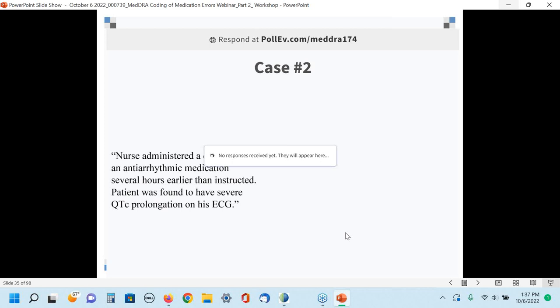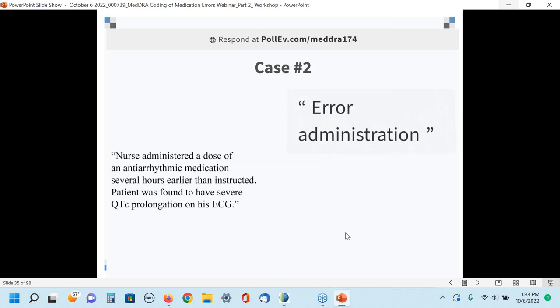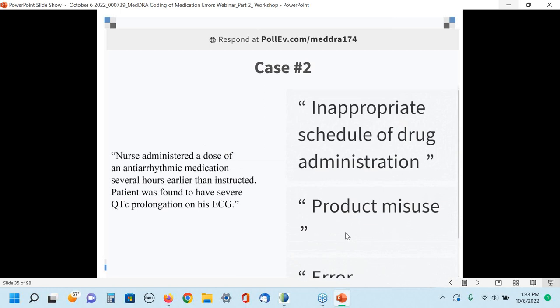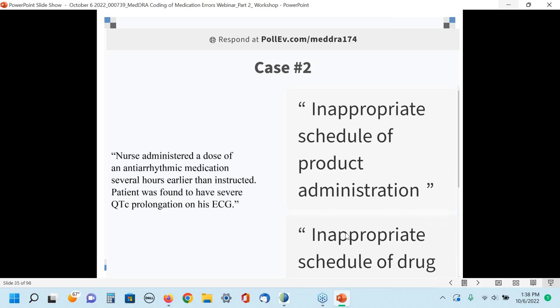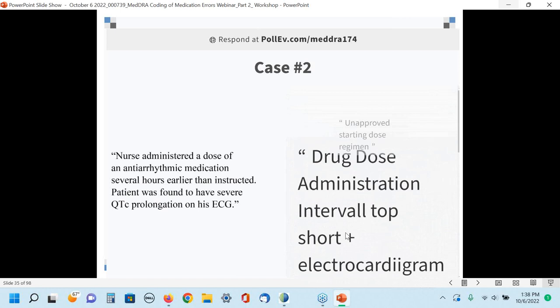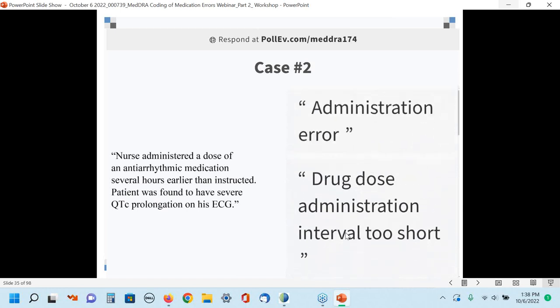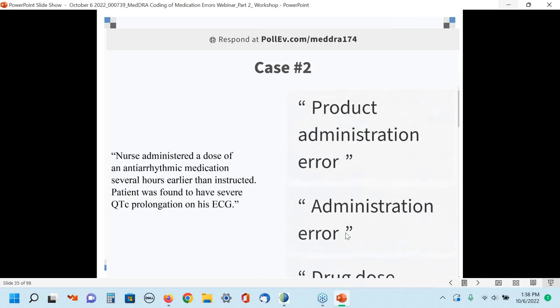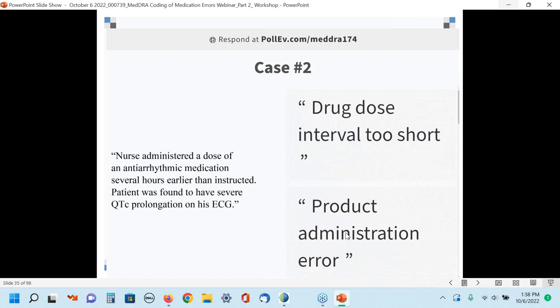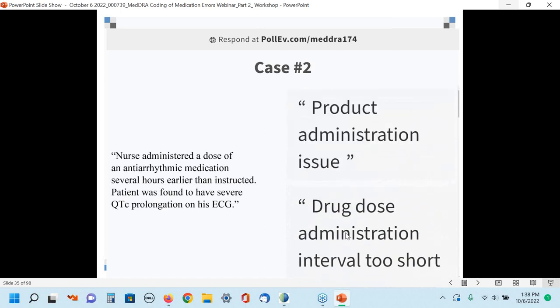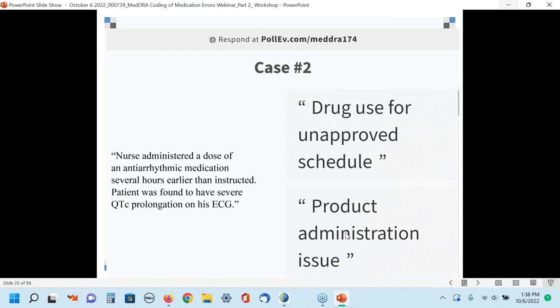A lot of thinking going on out there. Error administration. Product misuse. Kind of a general term. Inappropriate schedule of product administration. Product administration. I wonder if there's an even more specific term in MedDRA. Drug dose administration interval too short. Administration error. So we're seeing some that are very specific LLTs that you're recommending and some that are very general, like product administration error. And then some of you are also starting to address the second part of this, which is the prolongation of the QTC.